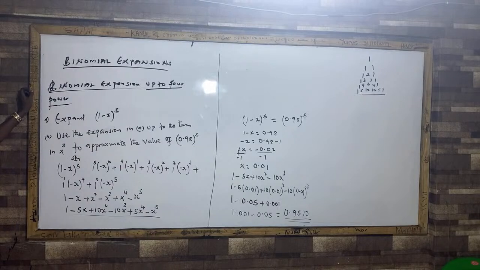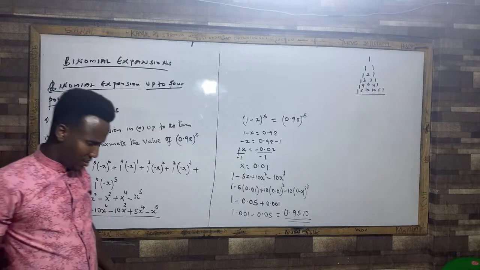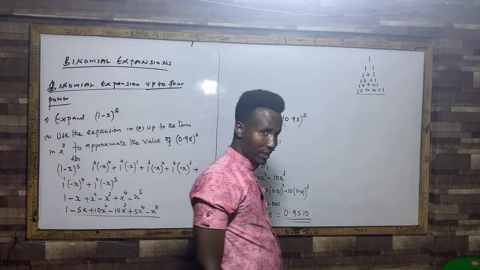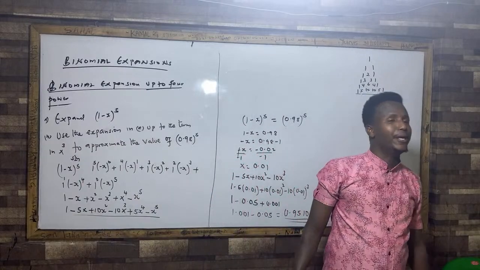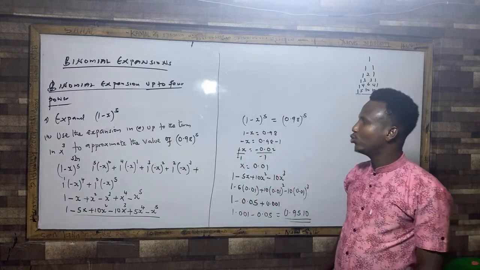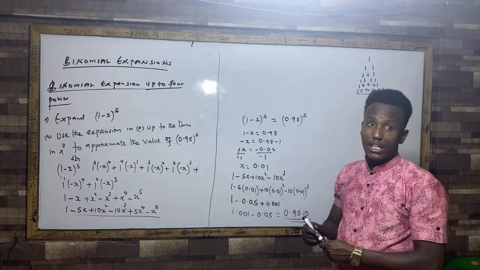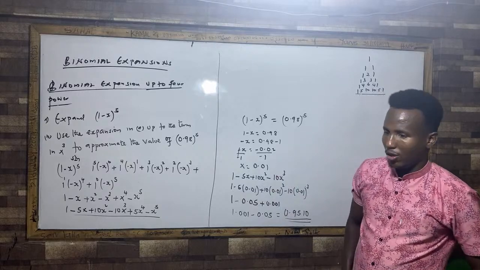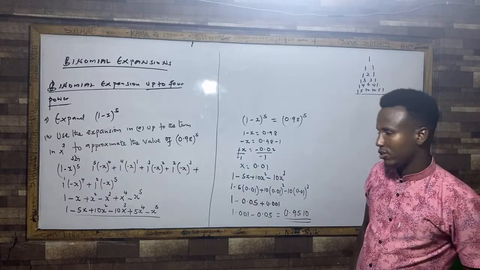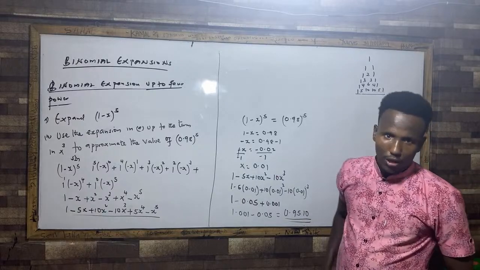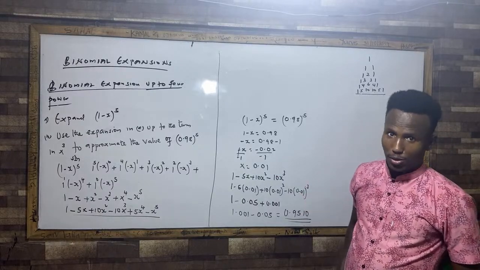Very, very well done. I think we're done with the binomial expansion and getting the right value for that expansion. In our next class, which will start tomorrow night at 9:30 p.m., please don't forget that we are going to discuss vectors based on diagrams, which carry 10 marks during the national exam. Make sure you don't miss it.